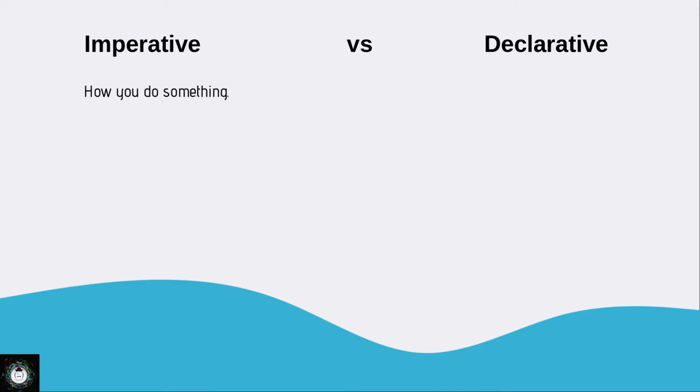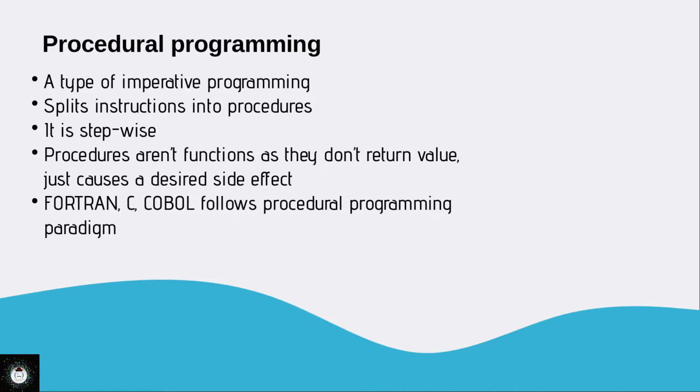Let's first see how these two, imperative and declarative programming, differ from each other. Basically, the deeper meaning behind imperative and declarative is simply that imperative is how you do something, and declarative goes for what you do. The first one we're discussing is procedural programming. It's an imperative type of programming.